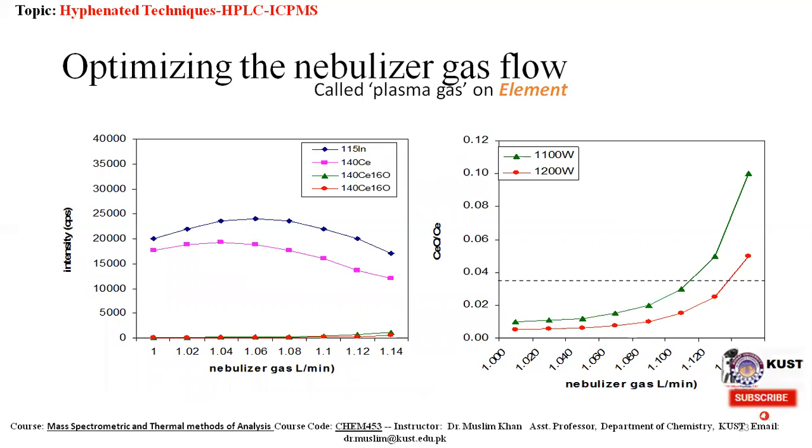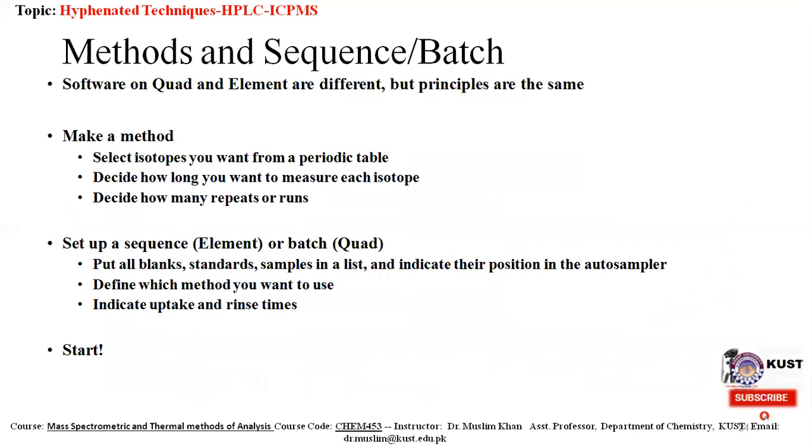Optimizing the nebulizer gas flow, called plasma gas on an Element, you have to optimize the nebulizer gas flows, and this is how it looks like. This is indium 115, cerium 140, this one, and the green one is cerium oxide, and this one. So you have to optimize the nebulizer gas flow as well.